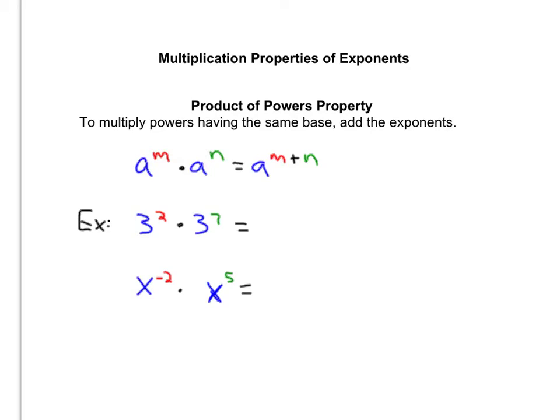Okay, the first property is called the product of powers property. Basically, what that means is to multiply powers having the same base, you add the exponents. So we're saying that we're taking the same base and multiplying them. We take these exponents and add them together.